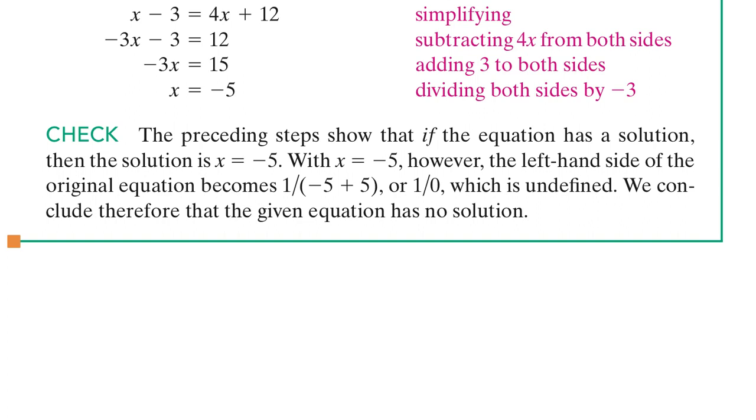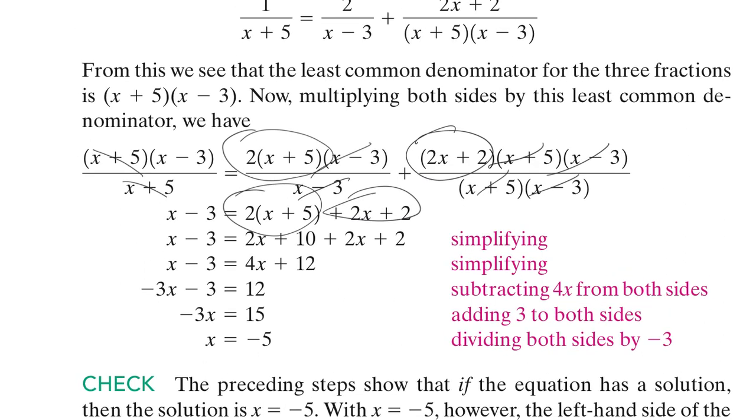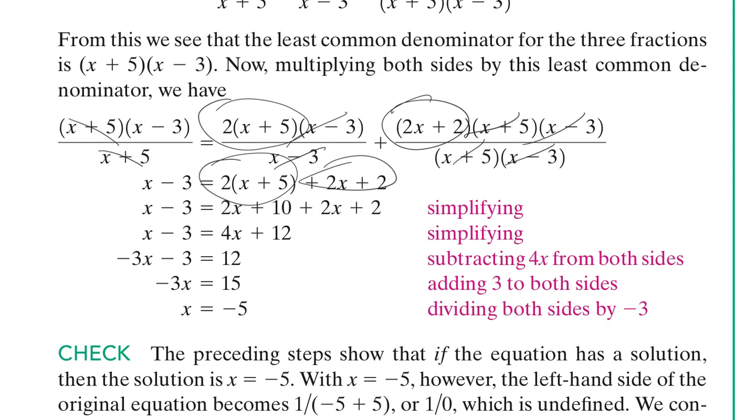And we have our check, which is kind of interesting here. It shows that if the equation has a solution, then the solution is x is negative 5. With x is negative 5, however, the left-hand side of the original equation becomes 1 divided by 0, which is undefined. We conclude, therefore, that the given equation has no solution. Okay, so that is definitely worth a check right there. That's a good point. So when we do this, we actually don't have a solution. There is no solution to this, even though we got that. If you plug that back into here, you get an undefined fraction in here too. So you're in big trouble. So there is no solution to that. Always interesting.